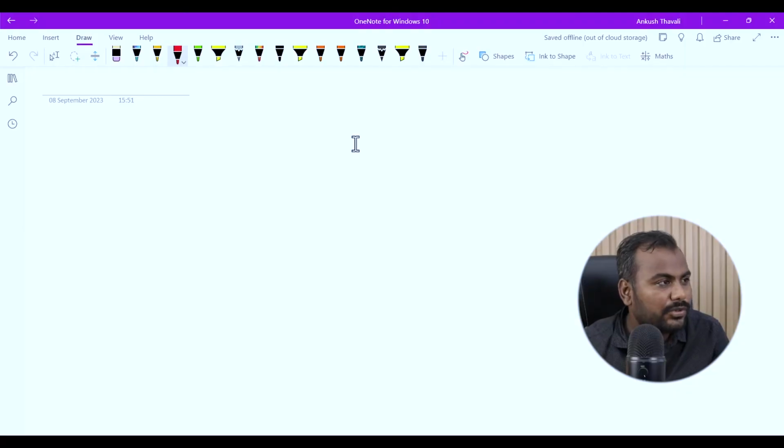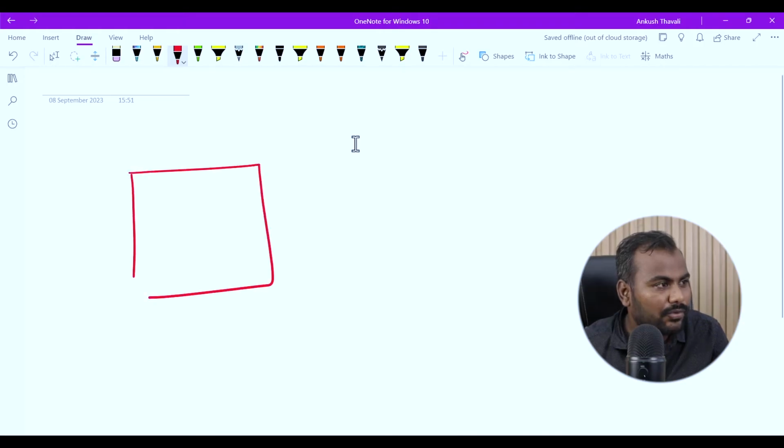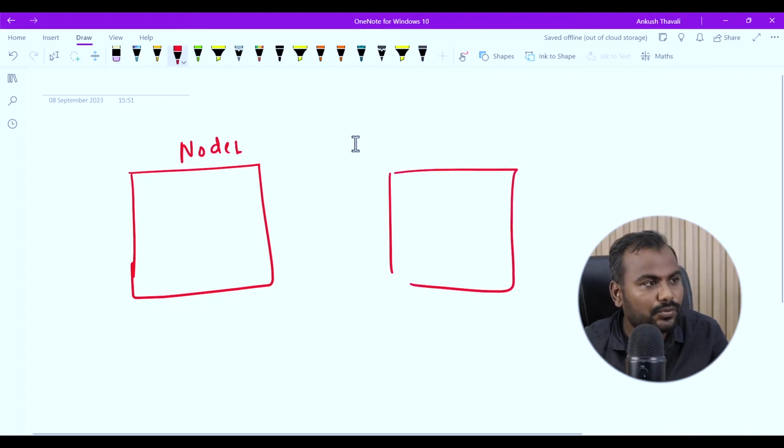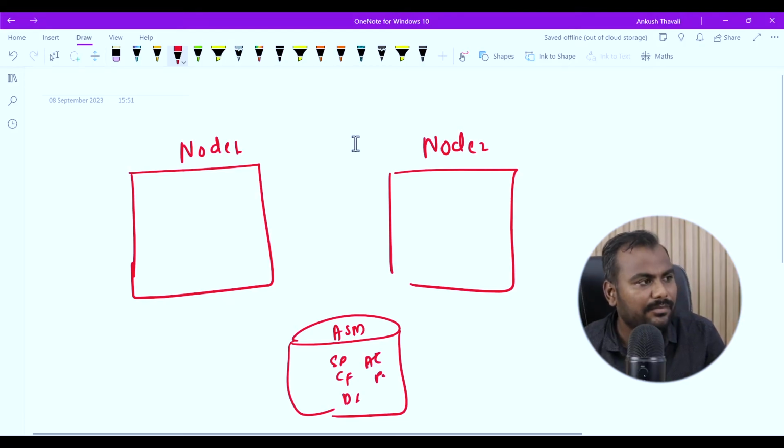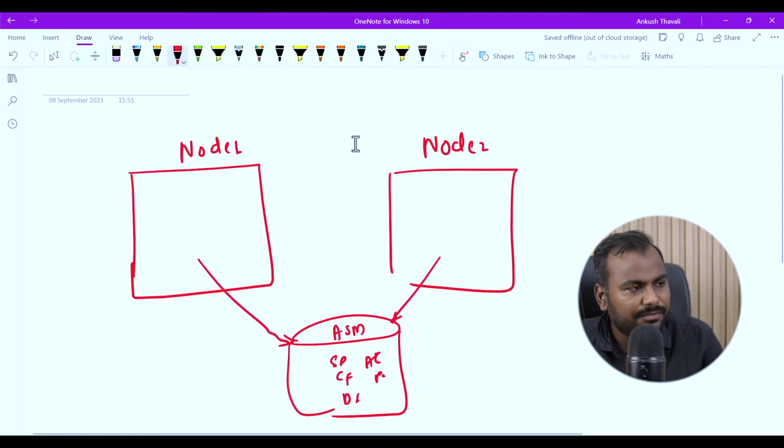Let's say I'm talking about a 2 node RAC. So this will be my node 1, and let's assume this is my node 2. And this is my shared storage, which is my ASM. Under that ASM, my files are available, like the SP file, control files, data files, archive logs, and password files. Node 1 and node 2 are using this shared storage, which is basically your ASM. So this is a 2 node RAC, right?